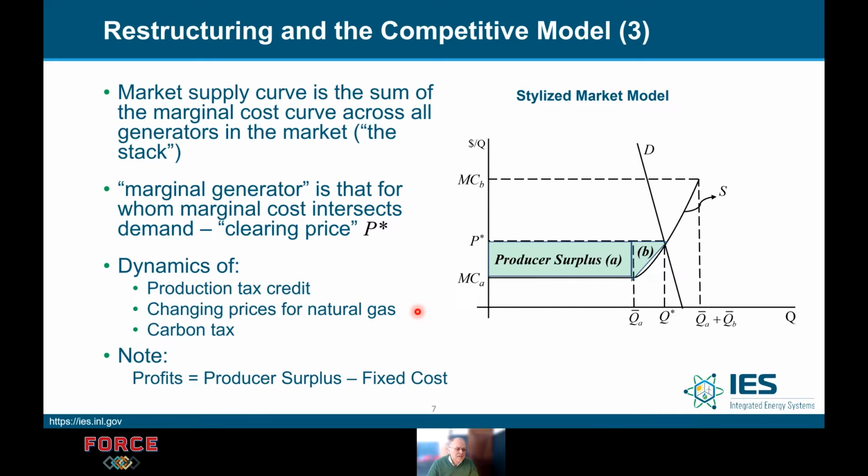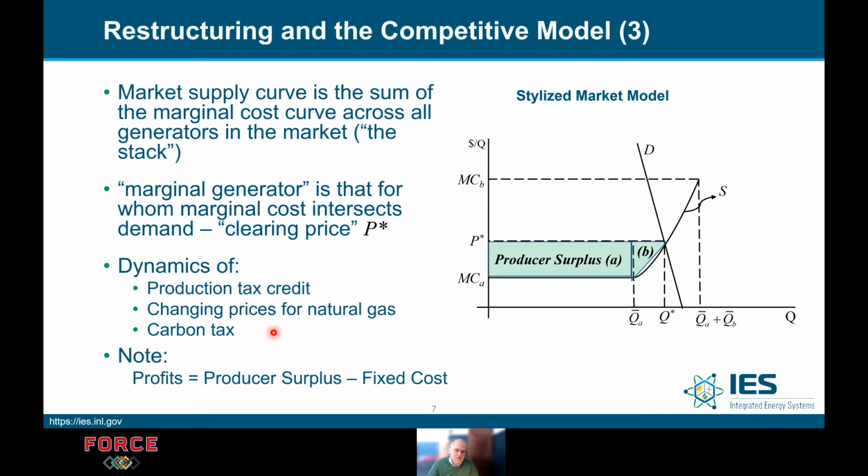Another one has to do with the changing prices for natural gas. So a natural gas turbine is an increasing marginal cost generator. So as the price of natural gas changes, this portion of the supply curve actually flattens out. And in the process of flattening out, it reduces this producer surplus, again affecting the profitability of large fixed cost generators that are in the market.